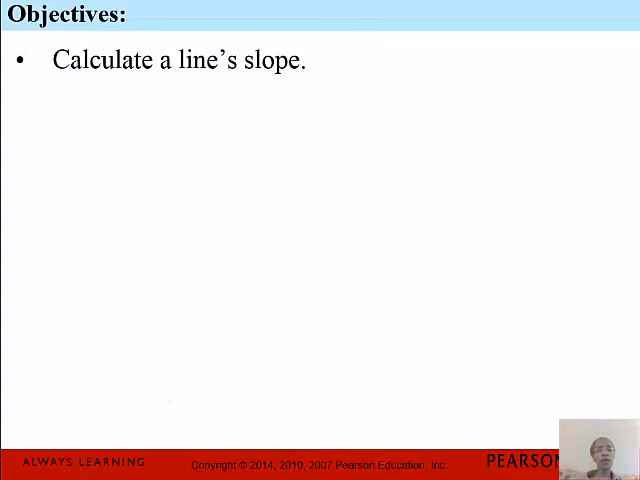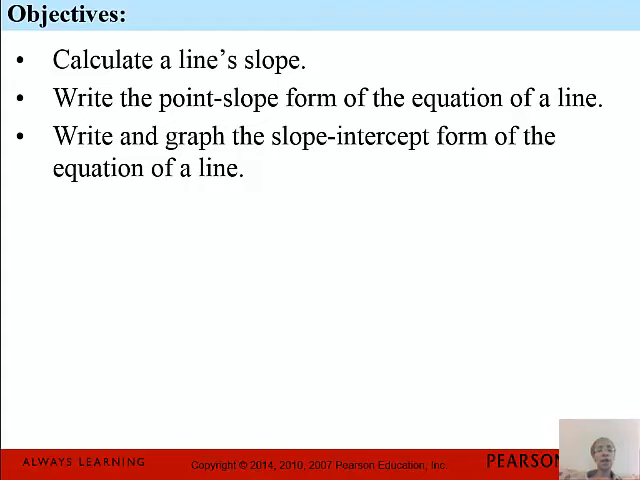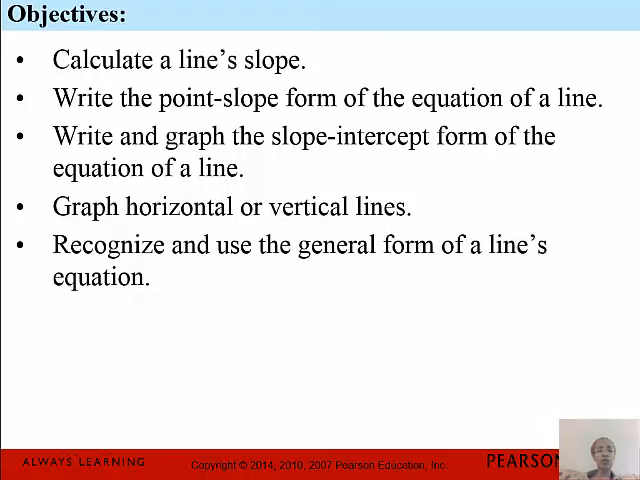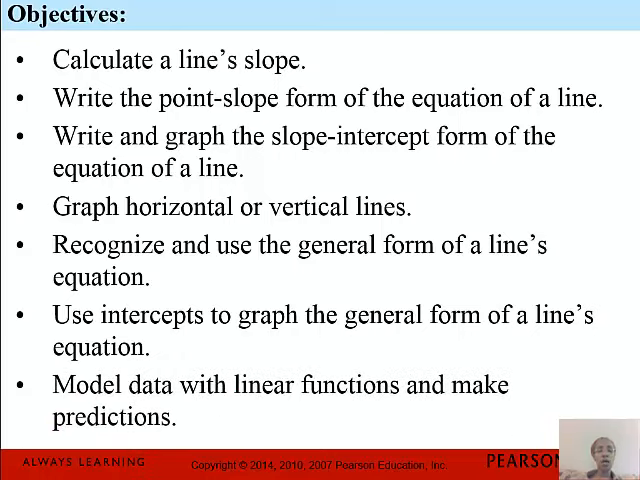The objectives are to calculate a line's slope, write the point-slope form of the equation of a line, write and graph the slope-intercept form of the equation of a line, graph horizontal or vertical lines, recognize and use the general form of a line's equation, use intercepts to graph the general form of a line's equation, model data with linear functions, and make predictions.